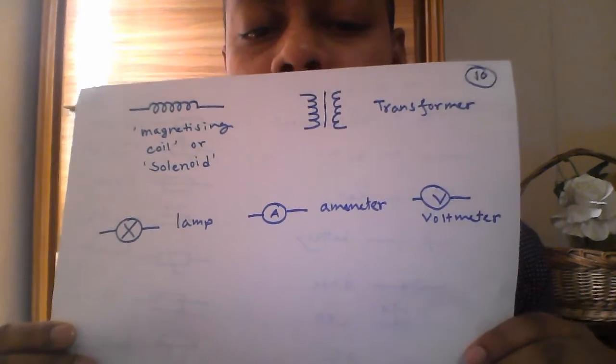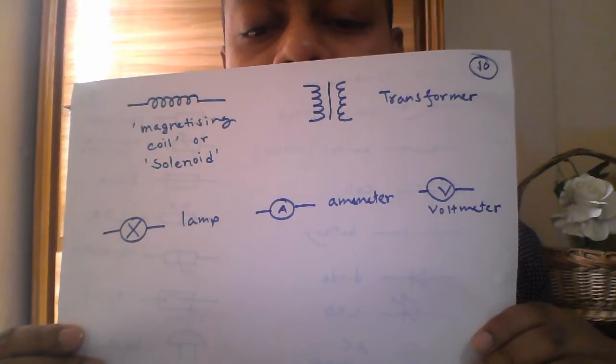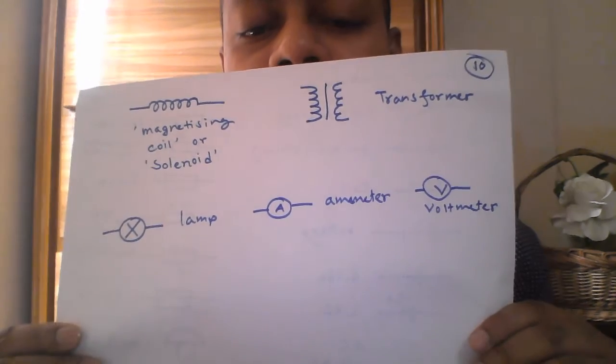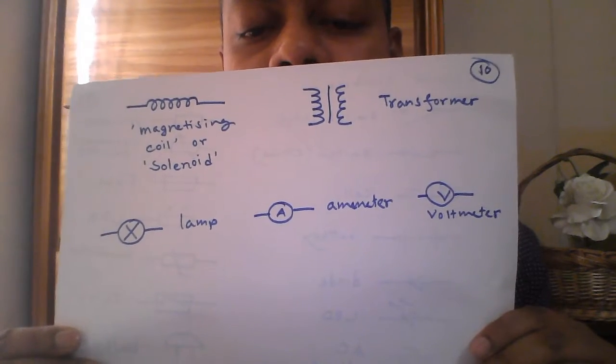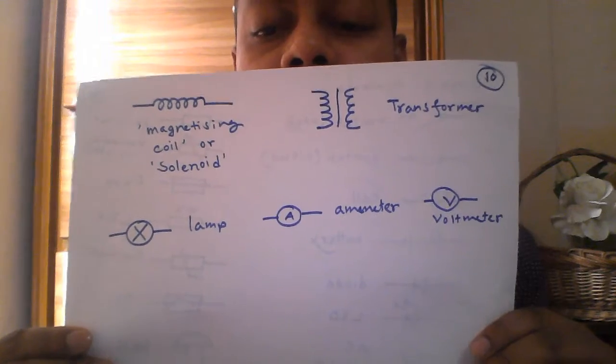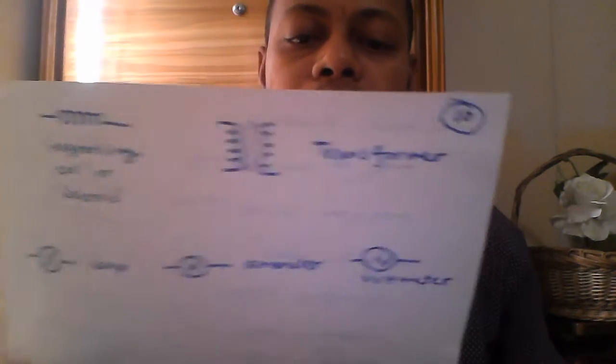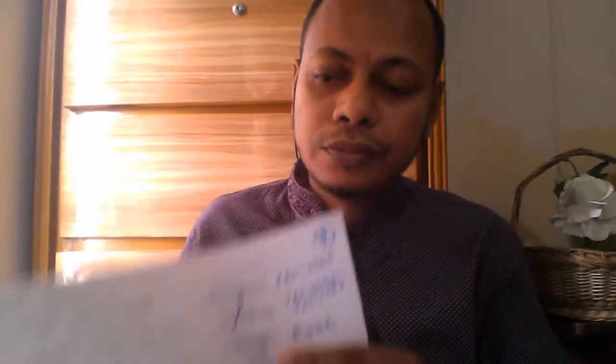Then finally we have here lamp, ammeter, voltmeter. You know about them. Ammeter is used for measuring current and voltmeter is used to measure voltage or potential difference or EMF. So that's all about circuit symbols.